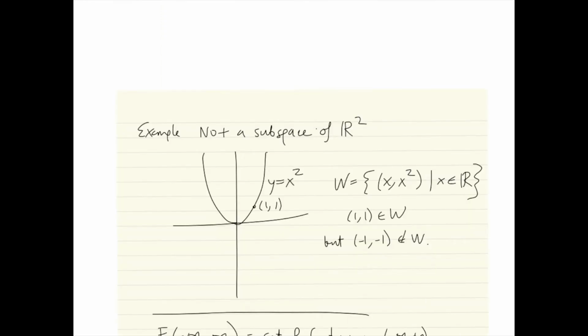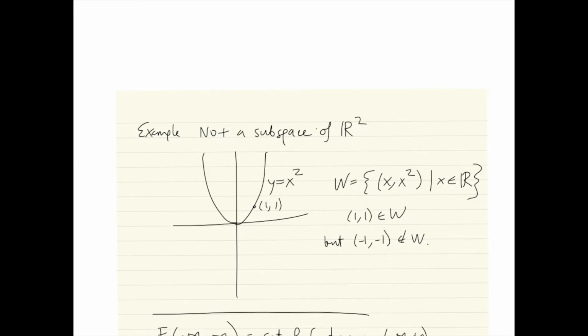Here is an example of a subset that's not a subspace. We look at the parabola as a subset of R2, and this is not a subspace, it's a subset, but not a subspace. Again, subspace is referring to the vector space structure, in other words, the addition and scalar multiplication. This parabola is a set of ordered pairs whose y-coordinate is the square of its x-coordinate. And there are many reasons why this is not a subspace.